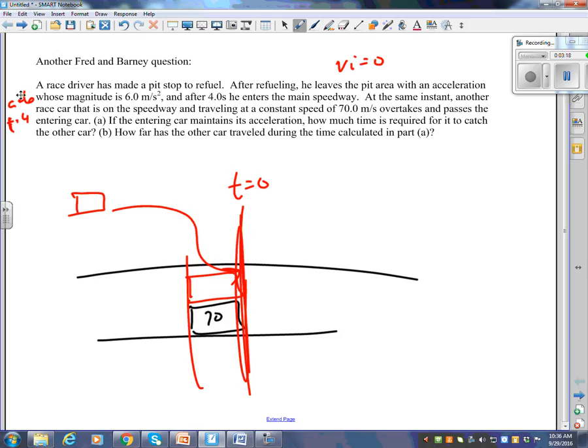Okay, Brady, what's up? If the entering car maintains its acceleration, what does that mean? I mean, car A, the red car, has an acceleration of 6 until the question's done. How much time is required for it to catch the other car? Okay. So.